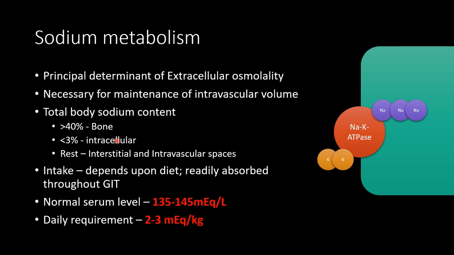So coming to sodium metabolism, as we all know, the principal determinant of extracellular osmolality is sodium because it is the principal extracellular cation. It is necessary for maintenance of intravascular volume. Of total body sodium content, more than 40% is present in the bone, less than 3% is intracellular, which is negligible, and the rest is present in the interstitial and intravascular spaces.